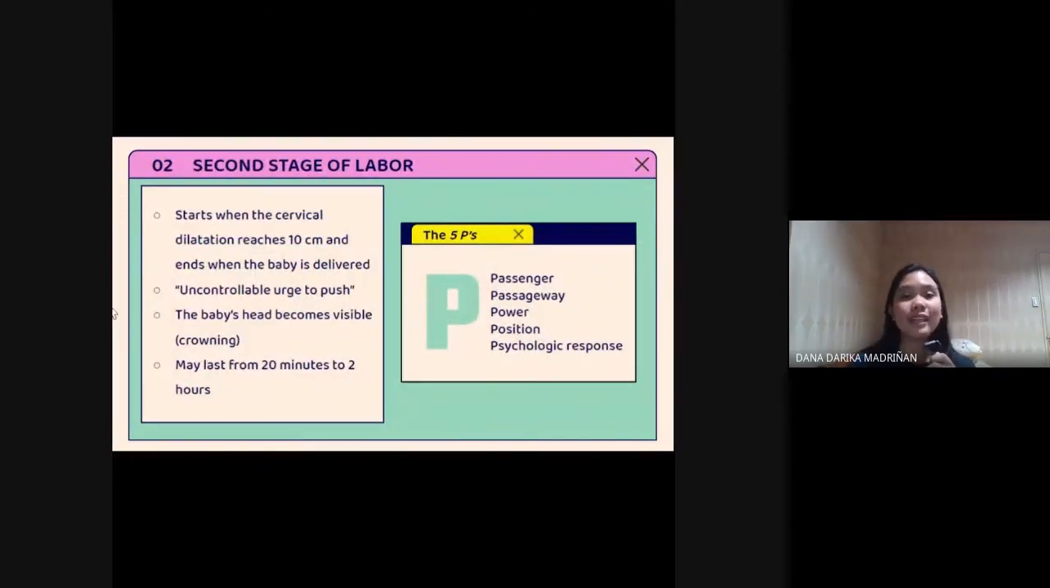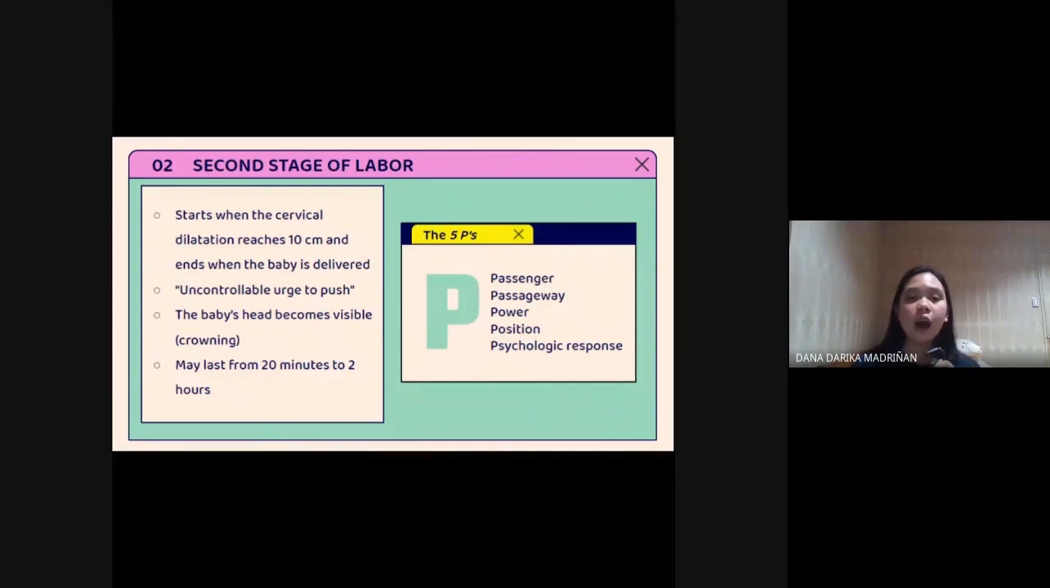Now we go to the second stage of labor, also called the expulsion stage po. So dito po ang panganganak mismo po ni mommy kay baby. This starts po immediately after the cervix of the mother has reached 10 centimeters o tinatawag po naming full dilatation po. And ends po pagkalabas na po ni baby. Dito rin po makakaranas si mommy ng uncontrollable urge to push po o di kaya parang natatae daw po siya.